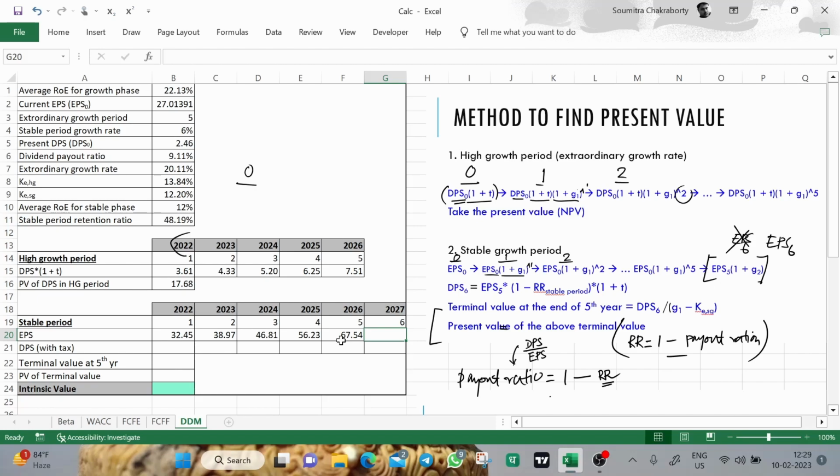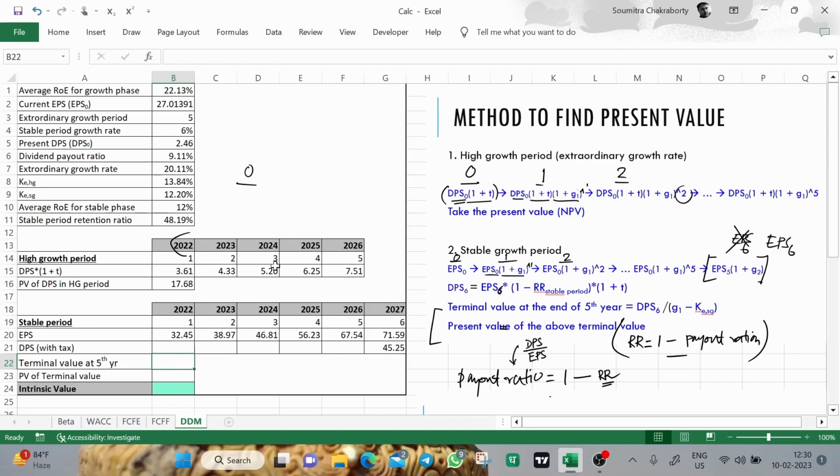EPS 6. So what is that? That is EPS 5 into 1 plus G2. This time it is the stable period growth rate, so 6%. Right? So now this is the EPS 6. So we have seen how to find the DPS 6 using EPS 6 using this particular expression. So let us implement that. So EPS 6 into 1 minus RR of the stable period, which is this one, into 1 plus T, right? So this is your DPS 6.